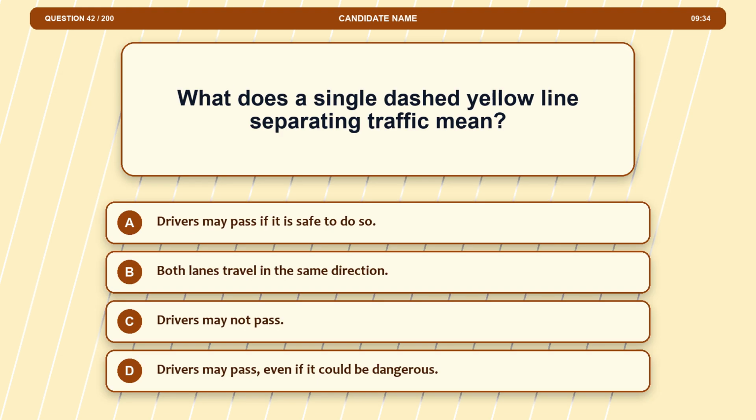Question 42. What does a single dashed yellow line separating traffic mean? Option A, drivers may pass if it is safe to do so. Option B, both lanes travel in the same direction. Option C, drivers may not pass. Option D, drivers may pass, even if it could be dangerous.